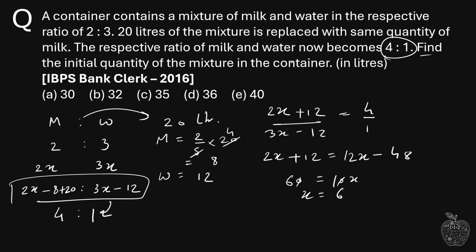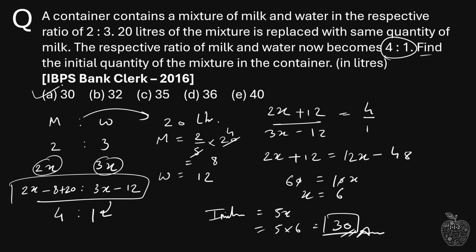Question is asking us, find the initial quantity of mixture in the container. So initial quantity was 2x milk plus 3x water. So initial quantity is 2x plus 3x, 5x, and now we know that x is 6. So 5 into 6 will give me 30, and this is our required answer. Here option A is the correct one.